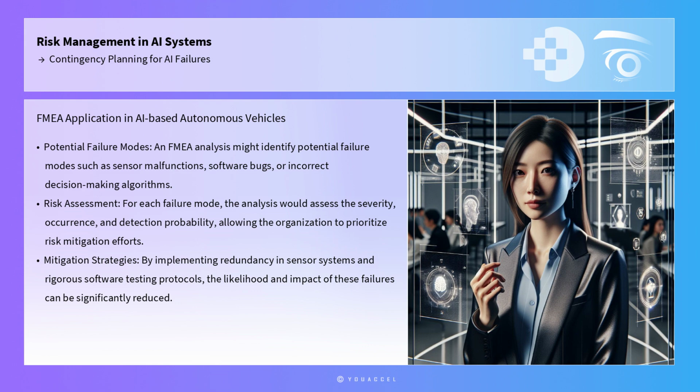To illustrate the application of FMEA in AI systems, consider a case study involving an AI-based autonomous vehicle. An FMEA analysis might identify potential failure modes such as sensor malfunctions, software bugs, or incorrect decision-making algorithms. For each failure mode, the analysis would assess the severity, occurrence, and detection probability, allowing the organization to prioritize risk mitigation efforts. By implementing redundancy in sensor systems and rigorous software testing protocols, the likelihood and impact of these failures can be significantly reduced.